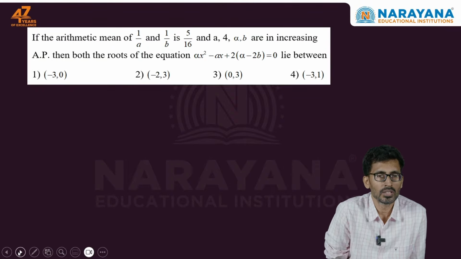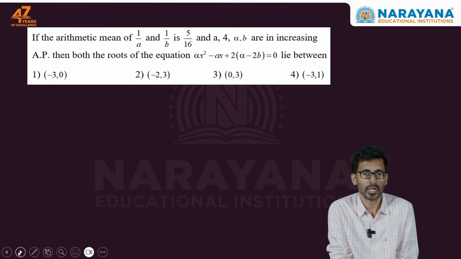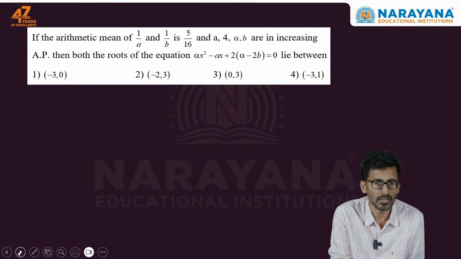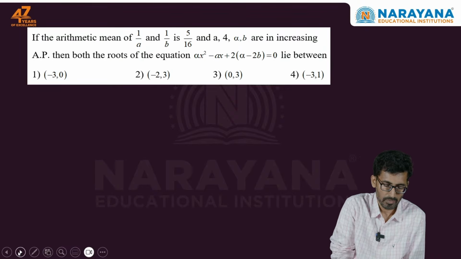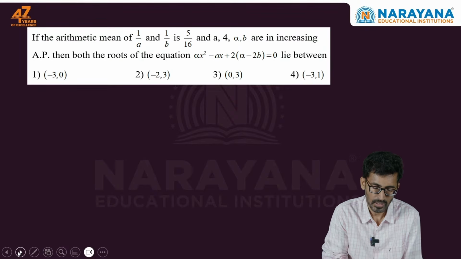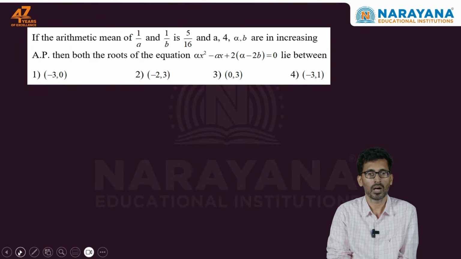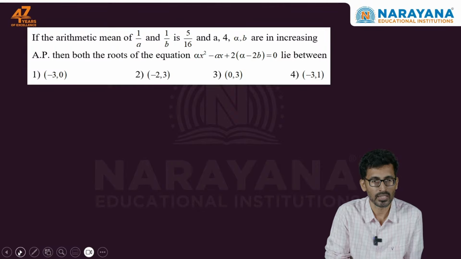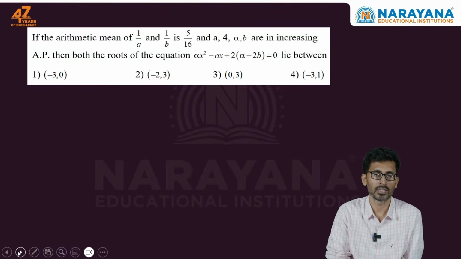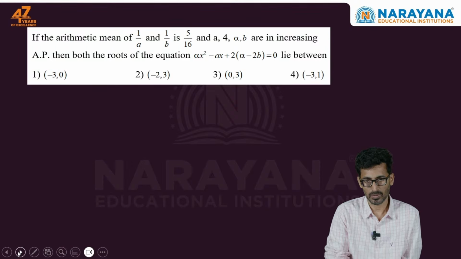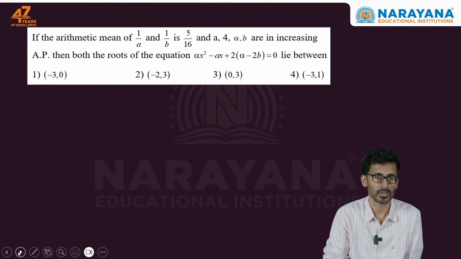Next one, this is a question on AP, sequence and series. Arithmetic mean of 1 by A and 1 by B is 5 by 16, and they have given that A, 4, alpha, B are in increasing AP. Then both the roots of the equation alpha x square minus A x plus 2 into alpha minus 2B is equal to 0. We have to find the roots there, right?